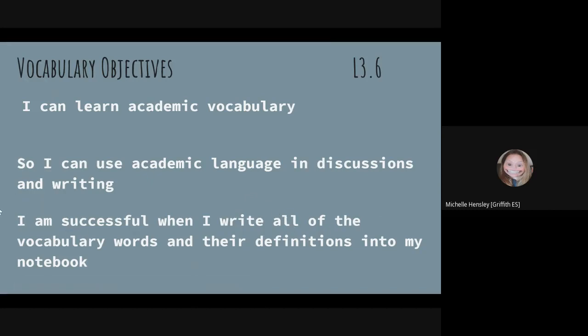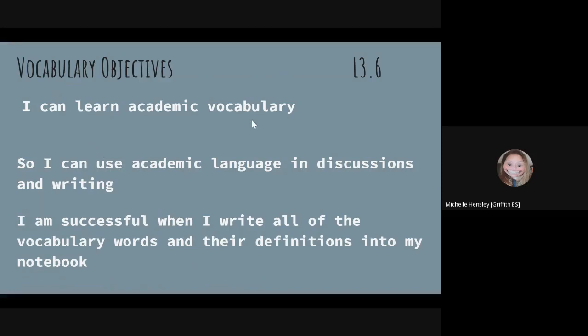Let's go ahead and repeat our objectives. My turn. I can learn academic vocabulary. Your turn. My turn. So I can use academic language in discussions and writing. Now it's your turn. My turn. I am successful when I write all of the vocabulary words and their definitions into my notebook. Your turn.